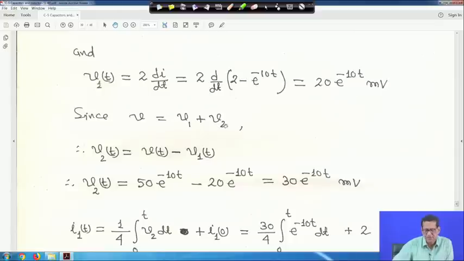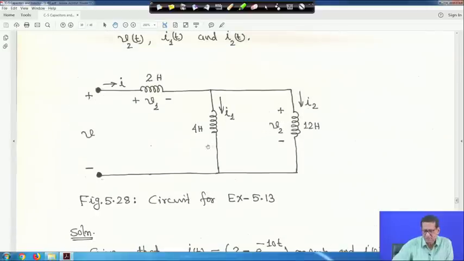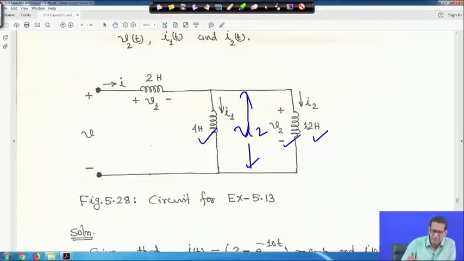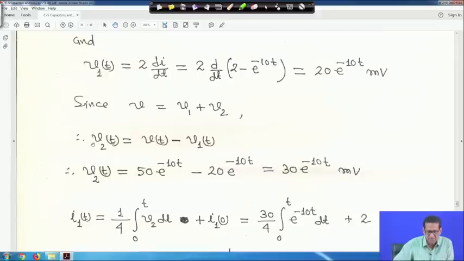Now, since V is equal to V1 plus V2, this is the voltage V2, the voltage across the other inductor. If you apply KVL, V is equal to V1 plus V2. Therefore, V2(t) is equal to V(t) minus V1(t). V(t) we computed earlier as 50 e to the power minus 10t, and V1(t) is 20 e to the power minus 10t, so V2(t) is equal to 30 e to the power minus 10t millivolt.